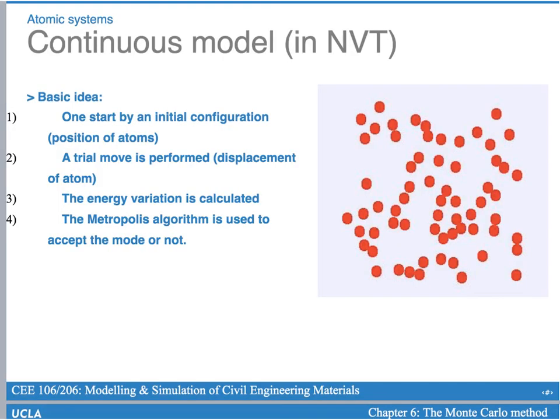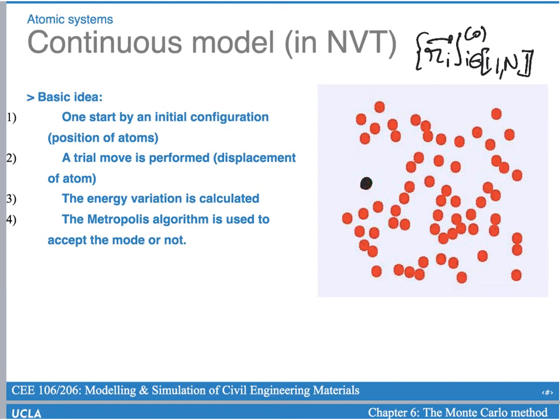You would start with an initial configuration. So it means that you need to pick randomly, for all the atoms that belong to your configuration, for all the atoms ranging from i equal 1 to n, an initial position, which is going to be the position at step 0, and then you are going to start moving the atoms.